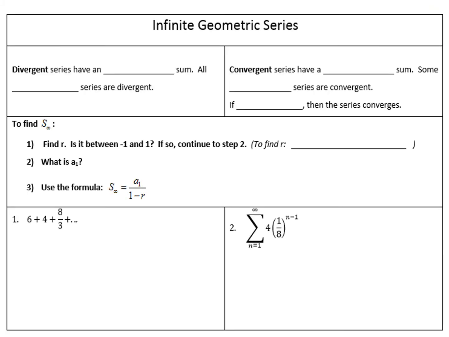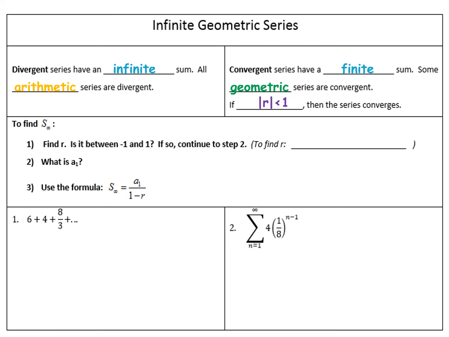All right. Our last thing with series and sequences is infinite geometric series. So infinite geometric series are going to be the ones where we go to infinity. Divergent series have an infinite sum. All arithmetic series are divergent. Convergent series have a finite sum. Some geometric series are convergent. Here's the key. The absolute value of r must be less than 1, then the series converges.